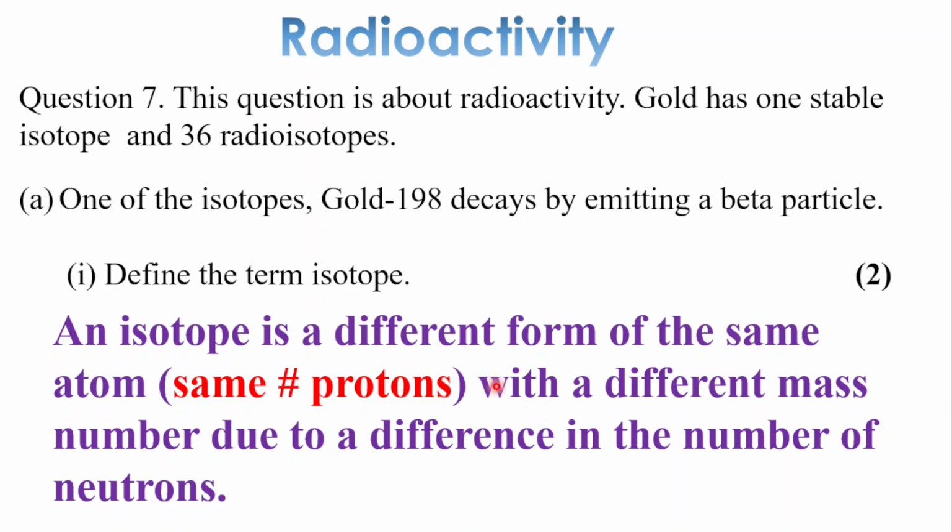Okay? However, since I said that there are different forms of the same atom with a different mass, and a different mass is due to a difference in the number of neutrons, that's what an isotope is.